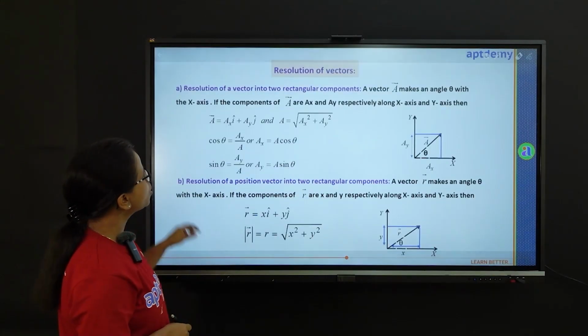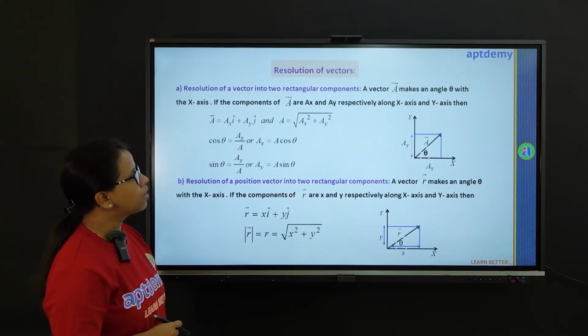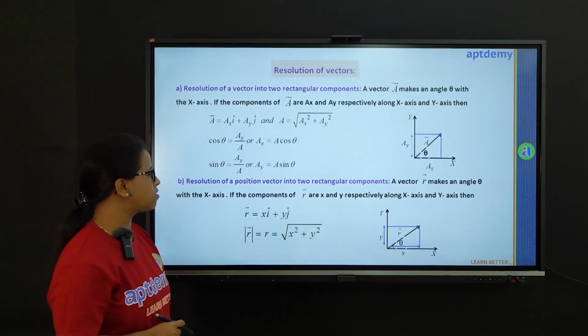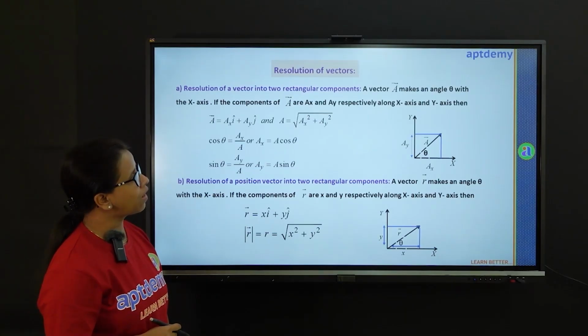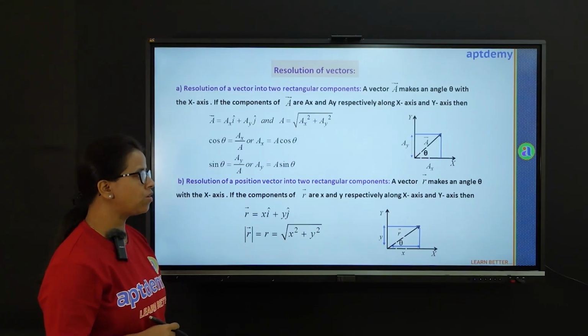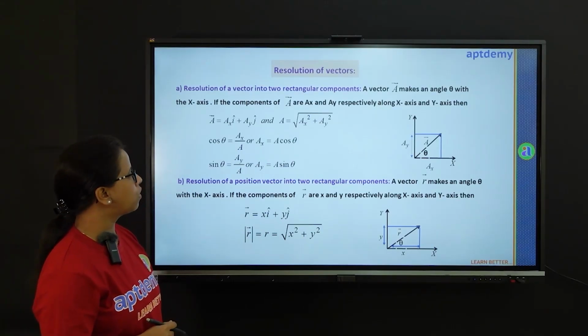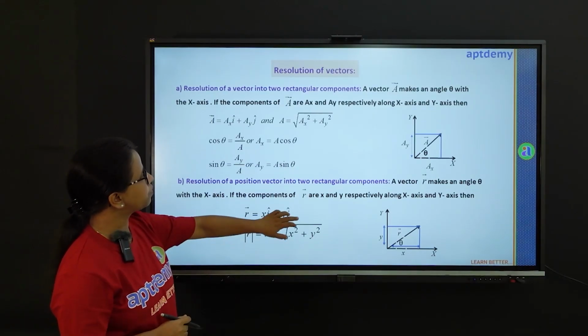Now, resolution of a vector into two rectangular components. Now we are talking of two dimensions. We shall consider the resolution of a vector into two rectangular components, and we shall consider the resolution of a position vector into two rectangular components. So let us have a look at the formulas.